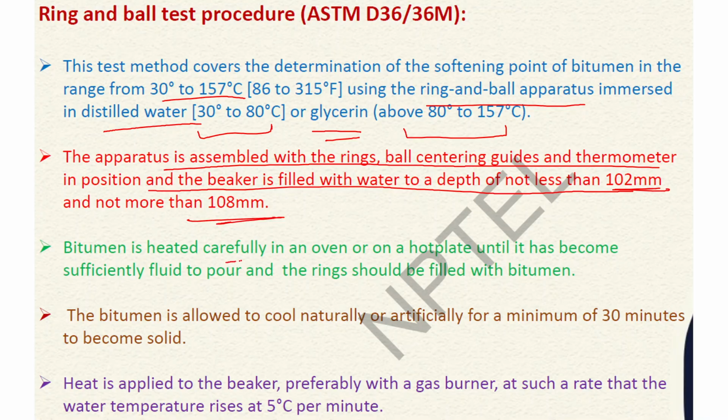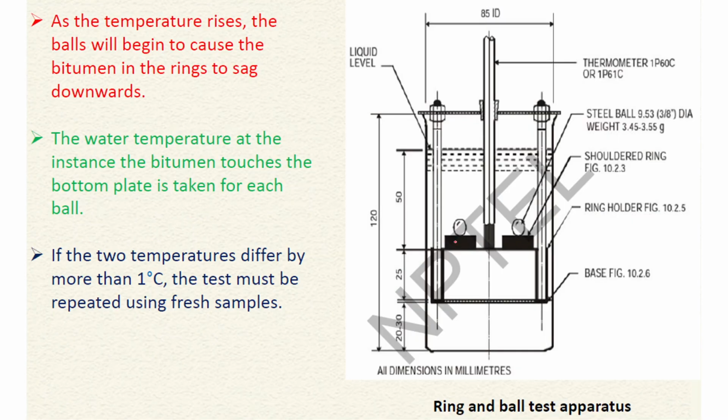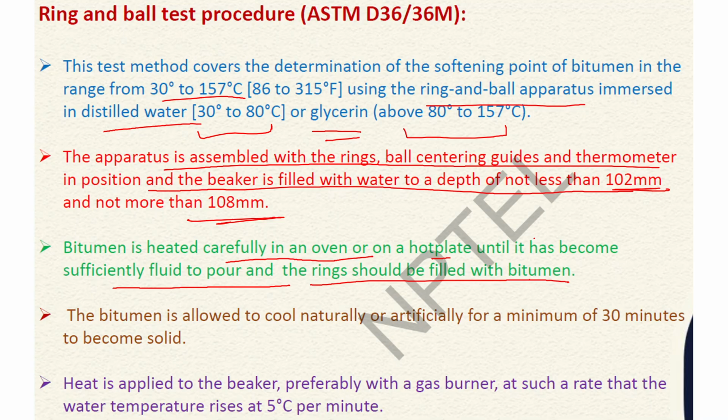The bitumen is heated carefully in an oven or on a hot plate until it has become sufficiently fluid to pour. It should have a fluid appearance to pour, and the ring should be filled with bitumen. So we will fill the ring with bitumen. This is the ring. It is filled with bitumen, and it is allowed to cool naturally for 30 minutes. And if it doesn't become solid by then, for another 30 minutes.